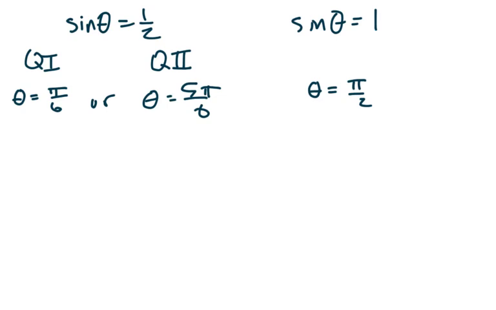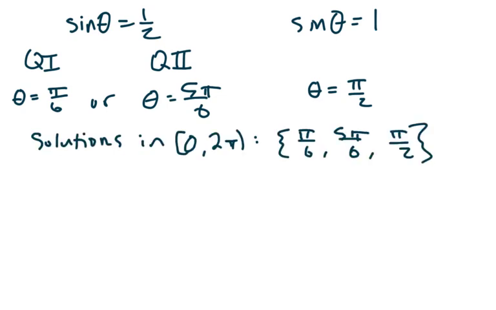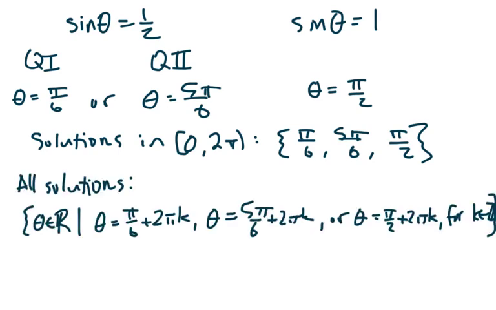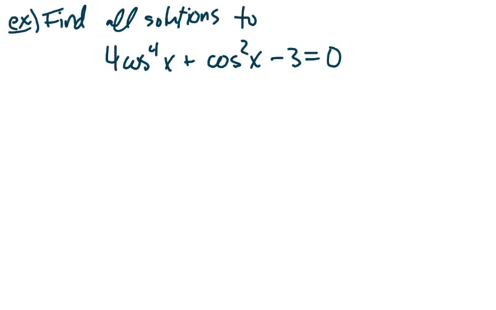So these are solutions in 0 to 2 pi. And for all solutions, like we said, we're just going to take plus 2 pi k and add it to each of these things to get everything coterminal with each of the 3 of them, where k is any integer. So let's check out the next one.